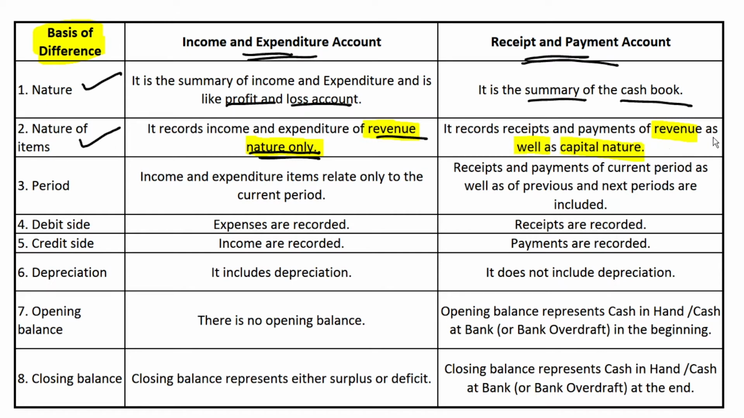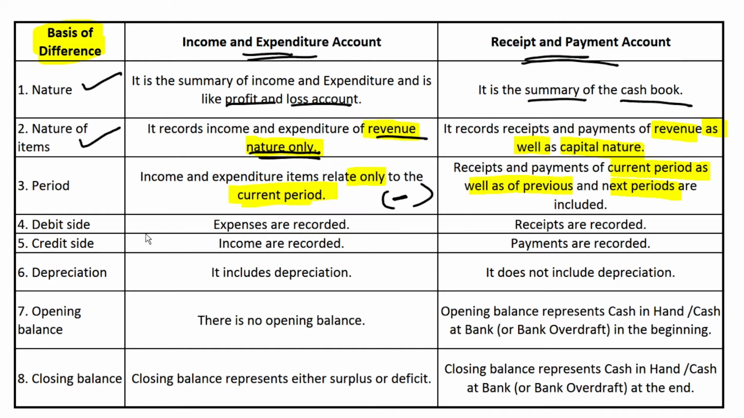Moving on to the next difference, that is period or duration. In income and expenditure account, usually only the current year income and expenses will be recorded. It won't record the previous year or the next year income and expenditure. So if there is any, you have to deduct it. Whereas receipts and payment account records the current year as well as the previous and next year sometimes. So it has previous year, next year and present year receipts and payments.